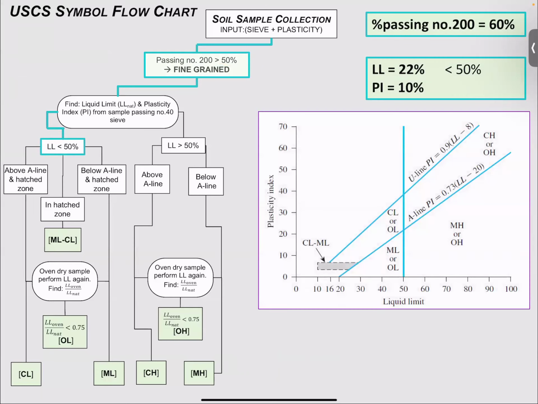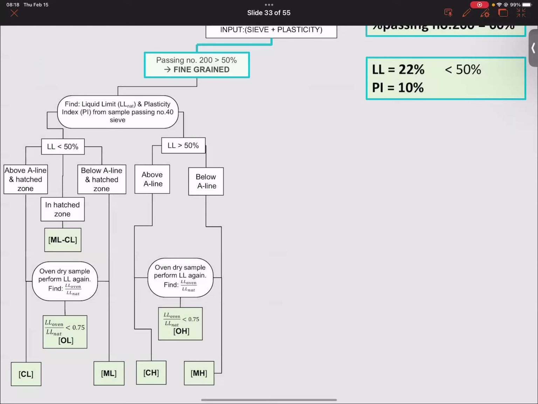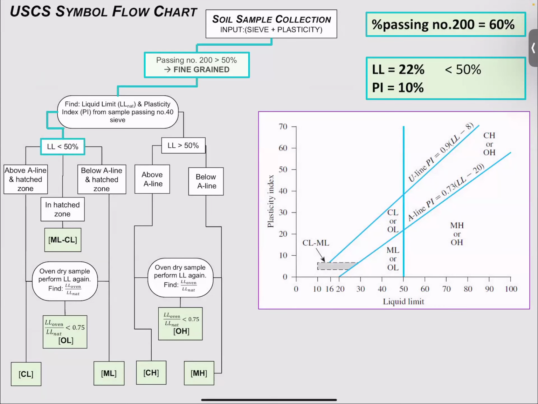And we need to look at our Casagrande plasticity chart now to determine where we fall within one of these lines. So we have a liquid limit of 22 and then a plasticity index of 10. So that means we're going to be right here. So that means we will either be a CL or an OL.